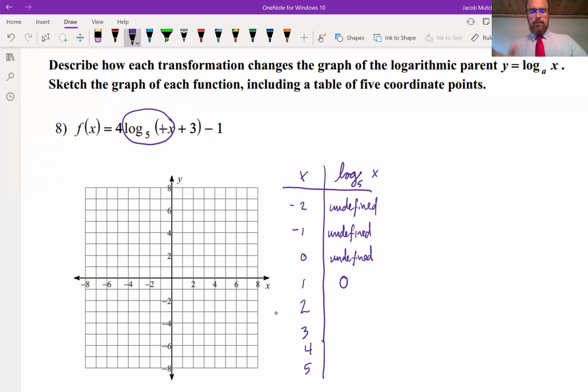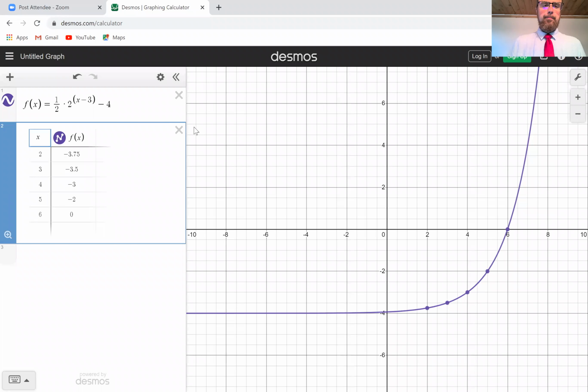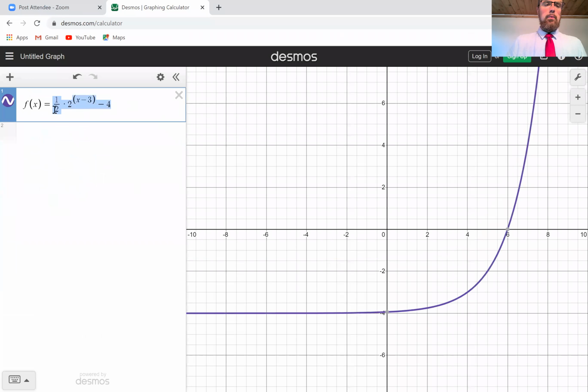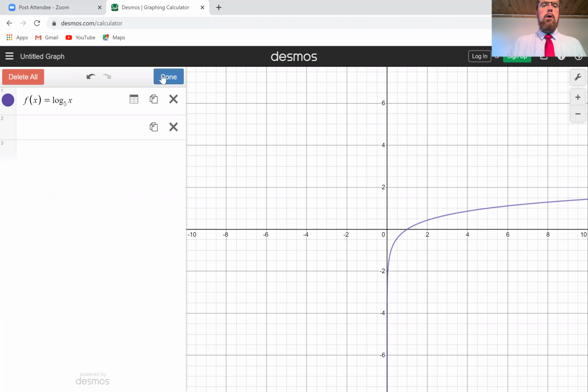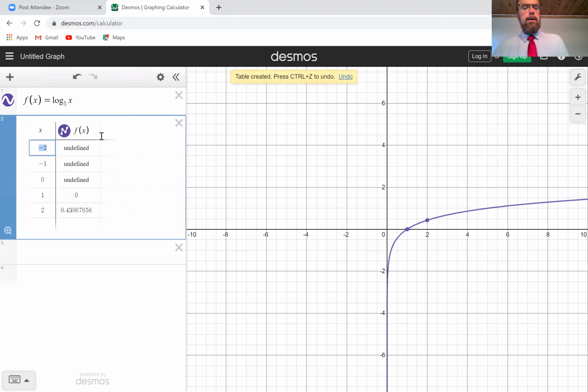And just to help ourselves, let's jump over to Desmos and enlist the graphing calculator to help us with our table. So we'll replace our function with log base 5 of x. You can see there that the graph doesn't cross the y-axis. So definitely our undefined spots for the negatives and 0 are supported by our graph. And then you can see for 2, the output is very irrational as we anticipated. So at 2, the output is 0.43.